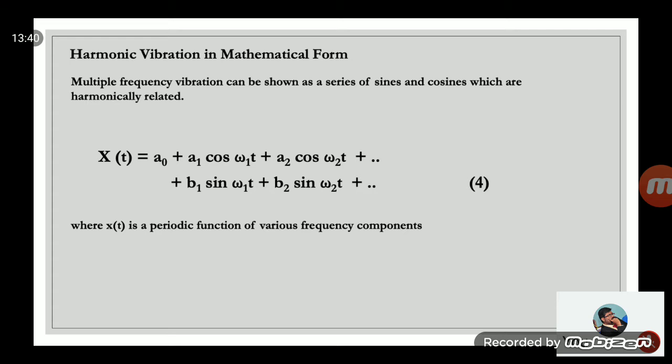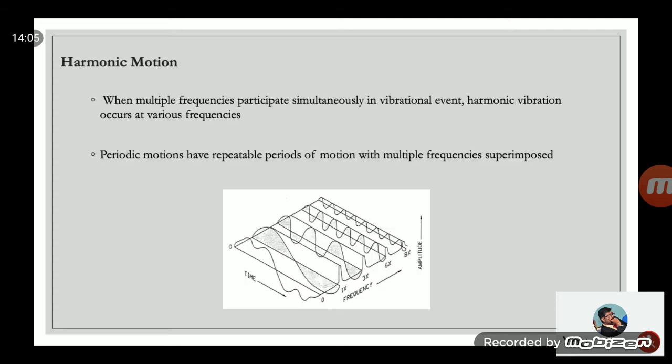All the frequencies vibrate at the same time, and they are harmonically related. So multi-frequency vibration can be shown as a series of sines and cosines. They're all related harmonically. This is the total form of the equation for a multiple frequency occurrence. As you can see, the multiple frequencies.